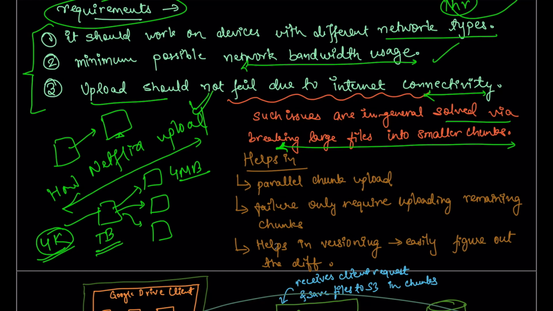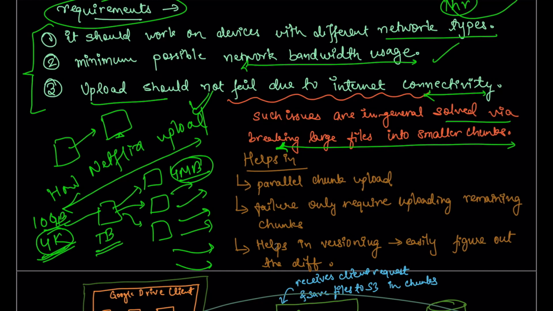We break this large file, let's say it is 10 GB, into chunks of 4 MB each. Once the file is broken down, these chunks can be uploaded in parallel or sequentially, whatever approach you take. Parallel will definitely speed up the upload or download functionality, because you are downloading or uploading the chunks in parallel.